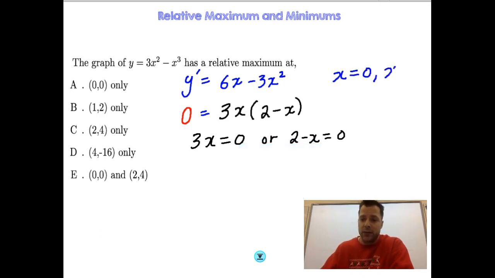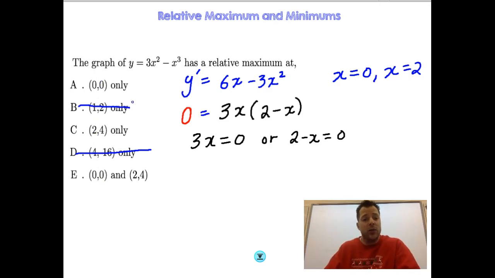or x equals 2. And with this multiple choice, good, we see 0s for x's, 2s, so you can start to eliminate choices. Like 1, 2 is not going to work. 4 is not one of our possible x values, so that's gone. Okay, 0 and 2 are the only ones, so we're down to 3 choices now.